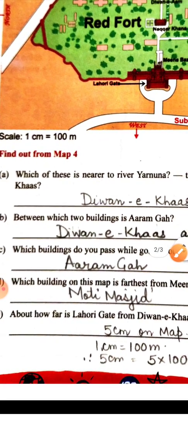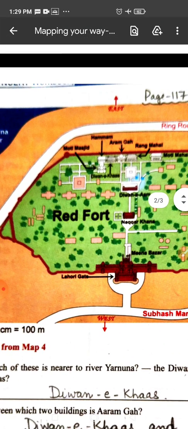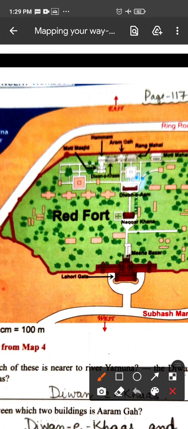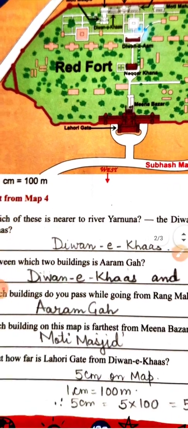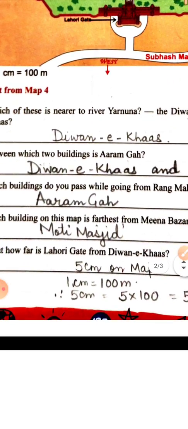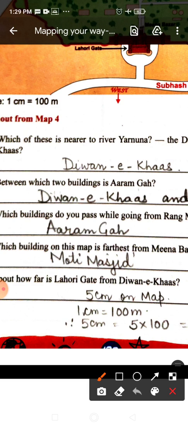Now, about how far is Lahori Gate from Diwan-e Khas? Children, for that what you will do? You will take a scale and measure the distance from Diwan-e Khas to Lahori Gate. After measuring this distance on the scale, you will multiply it by 100 meter, so you will get the actual distance. Here, when I measure the distance between Lahori Gate and Diwan-e Khas, it comes to 5 centimeter.